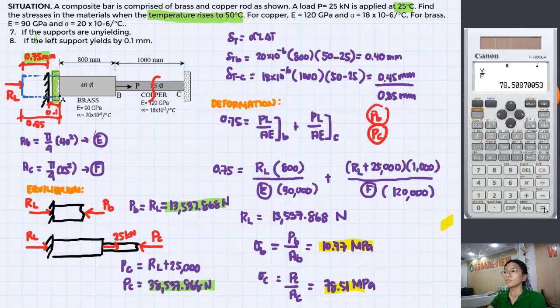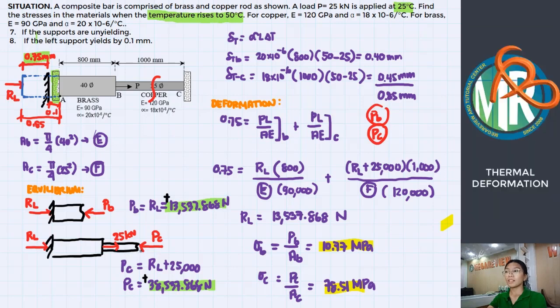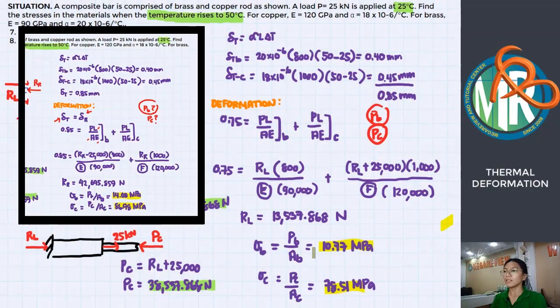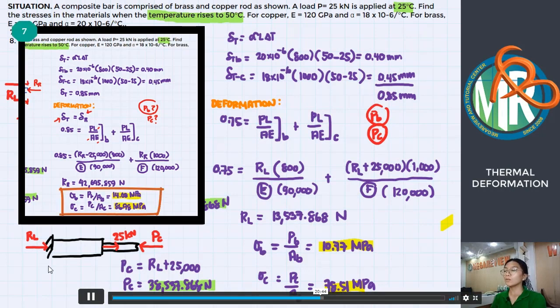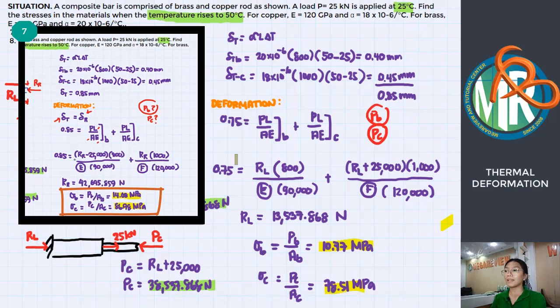The forces we got in the brass rod and copper rod are positive, right? So that means the brass and copper rods react with compressive force in this situation. The reaction at the left support is also positive, meaning our assumed direction of force was correct. As you can see, the stresses we got in number 8 are smaller compared to the stresses we calculated in number 7, because there is only a small deformation that they resist.